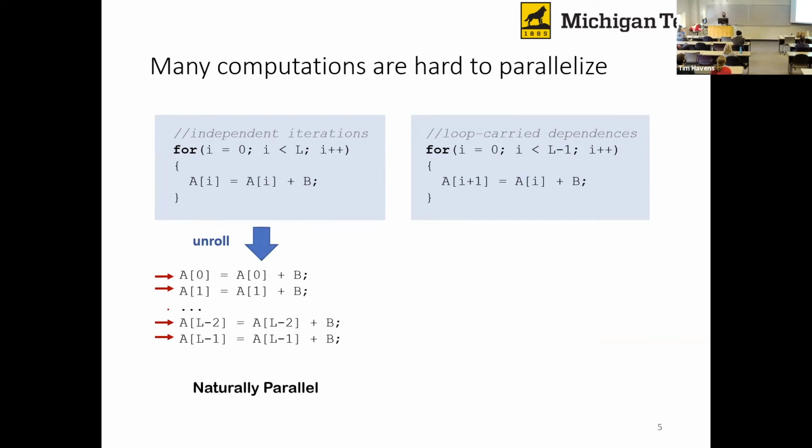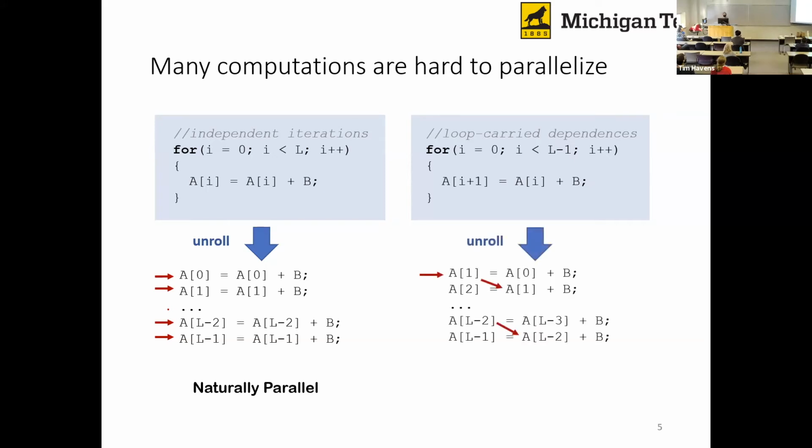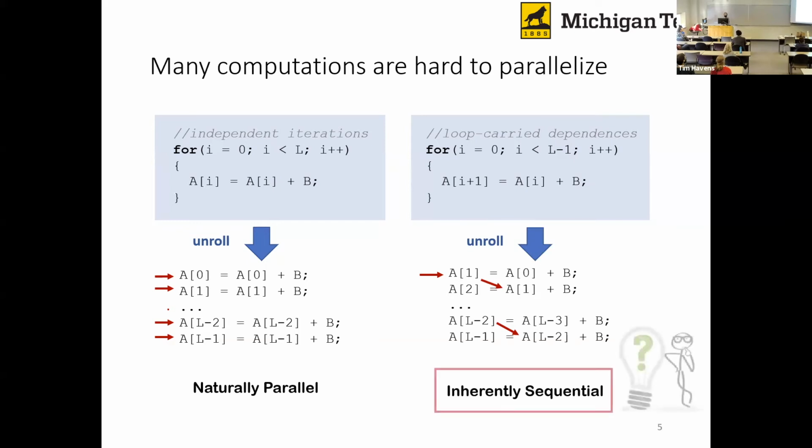But if we take a look at the other example on the right, after unrolling, each instruction also updates an array element, but based on the value of the prior element. In this case, we cannot simply run different iterations in parallel. And if we do so, the final results will be incorrect. This is due to what we know as the loop carried dependence. And we say this kind of loop is inherently sequential. So one of my research interests is to reconsider such inherently sequential computations and find the possibilities to parallelize them.